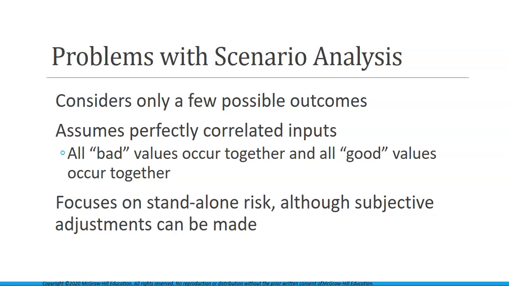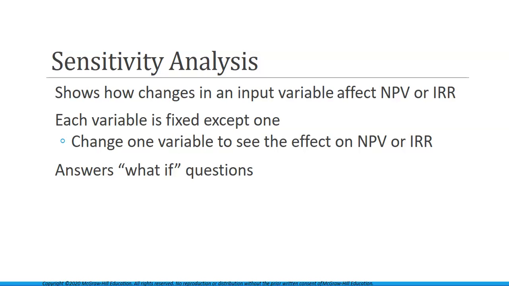We can also make subjective adjustments, and that is called sensitivity analysis. So sensitivity analysis shows how changes in one item can affect the net present value or the internal rate of return. Everything stays exactly the same except for one variable, and it helps us answer what if questions. What if we can't sell this many? What if we sell it for $80 instead of $85, but we still make our projected sale? So we say we're going to sell 6,000 at $80.